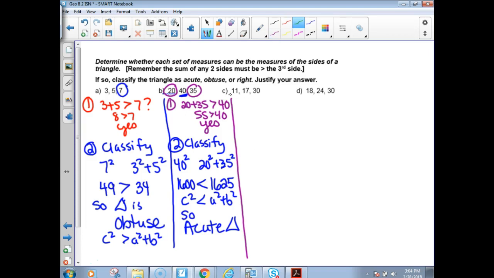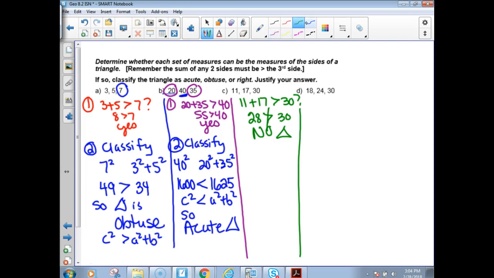All right, so for the next one, the first step, check if you have a triangle by doing 11 plus 17. Is it greater than 30? 11 and 17 add up to 28. 28 is not greater than 30, so no triangle, and you're done. There's no possible triangle anyway. You can't make one. So you don't have a step 2.